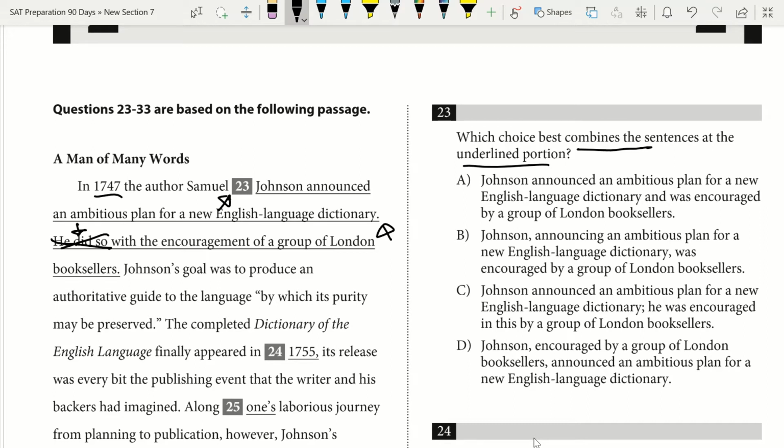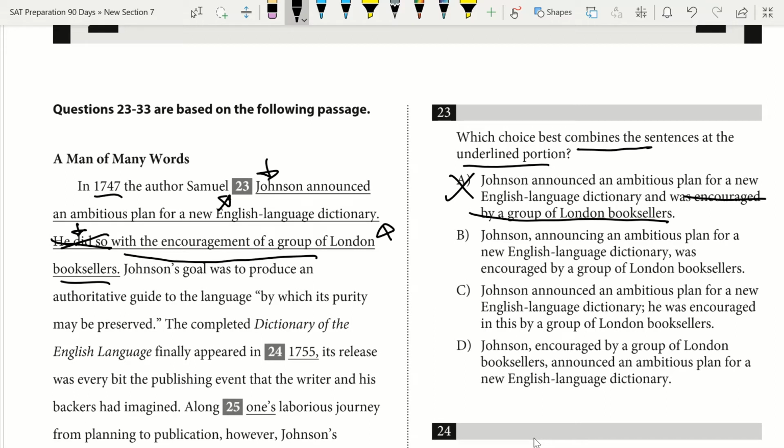So what I'm really going to look for there is something that says Johnson and then talks about how he does it with the encouragement of the booksellers. And then after that, talking about what he does, right? So what that encouragement caused him to do. So I'm going to look at my answer choices to see what I got. So A: Johnson announced an ambitious plan for a new English dictionary and was encouraged by a group of London booksellers. Well, he was encouraged to do what? Okay, that's not telling me what he was encouraged to do, so A is incorrect.